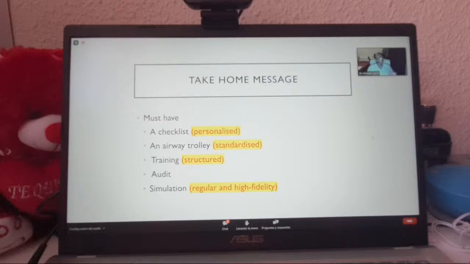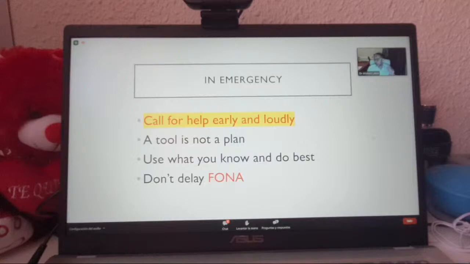You must have a standardized airway trolley across your organization. You must provide structured training for all your trainees in anesthesia and critical care. You must audit your practice. You have to have some simulation training, high fidelity, on a regular basis. In your emergency, call for help early and loudly. Don't be shy. Your tool is not a plan.